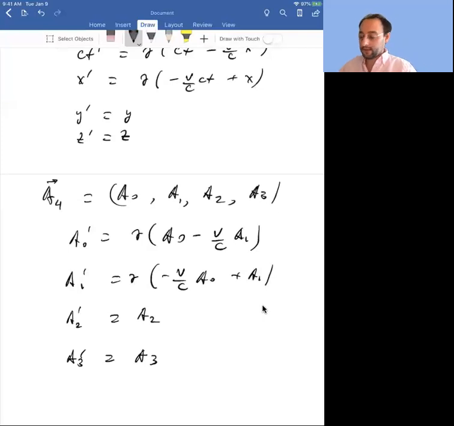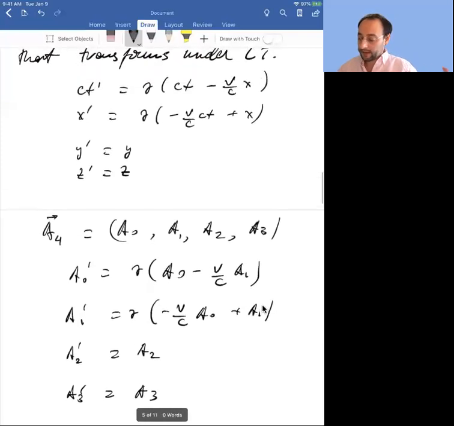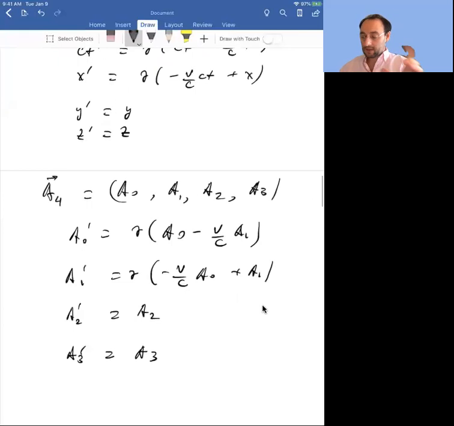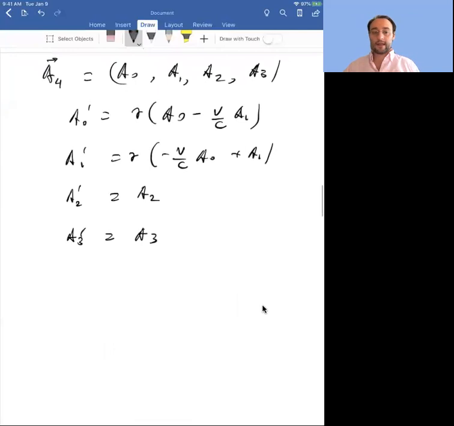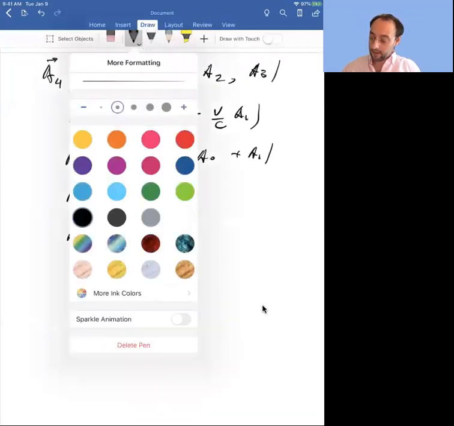Not position, not X, not time, but just some set of 4 quantities that transform from one frame to another. And according to this rule, boom, it's a 4 vector. Now, I'm going to say something that's slightly more advanced, and you can skip over that if you wish.